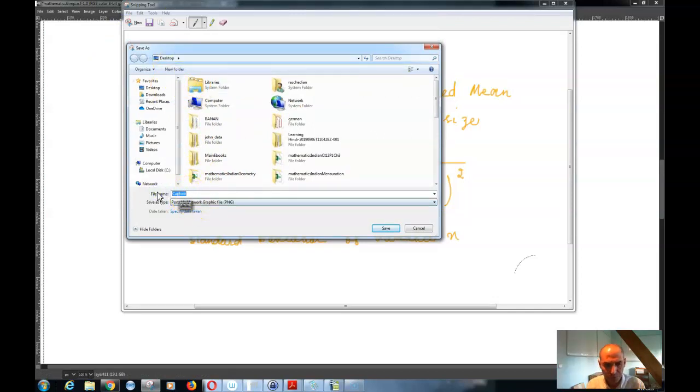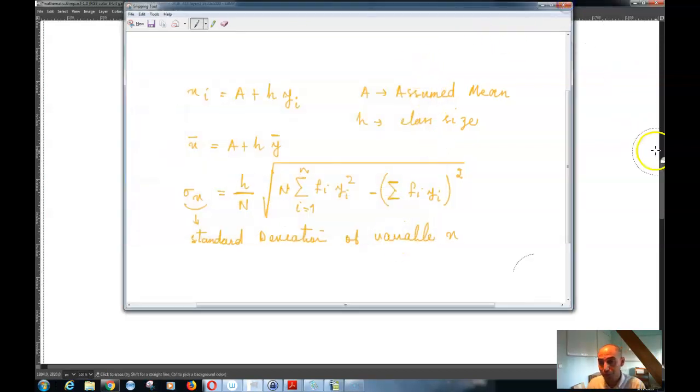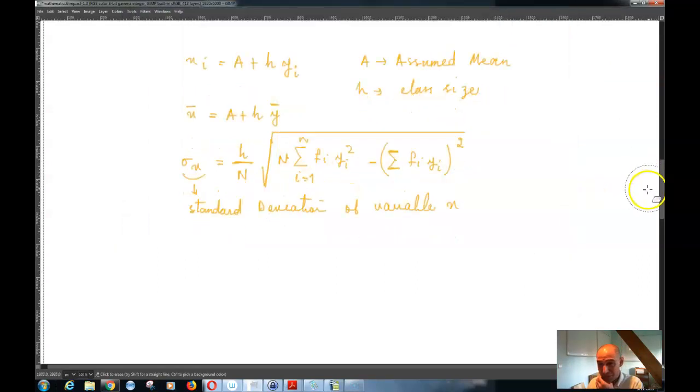Let's save it under statistics formula, call it, for example, shortcut, and save it. That's it. Okay, so now let's go and solve the problem.